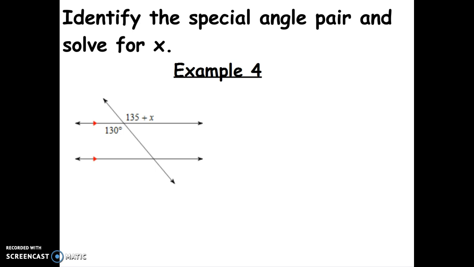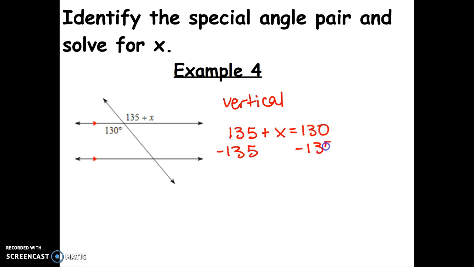Example 4. These angles are across from each other, so these are vertical angles. And they are congruent, so we'll set them equal to each other. 135 plus x equals 130. Subtract 135 on both sides. So x equals -5.